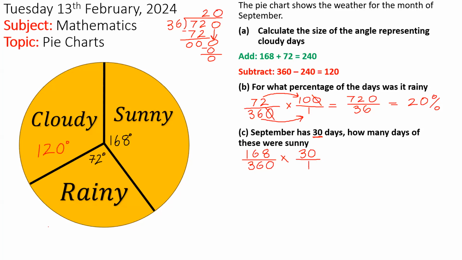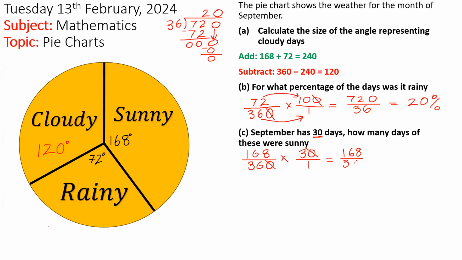Okay, so 168 over 360 multiplied by 30 over 1. Can we cancel out anything? Yes, the zero. 0 from 30 and 0 from 360. Very good. So we cancel out this 0 along with this 0, right? Good. And then we're gonna have 168 all over what?